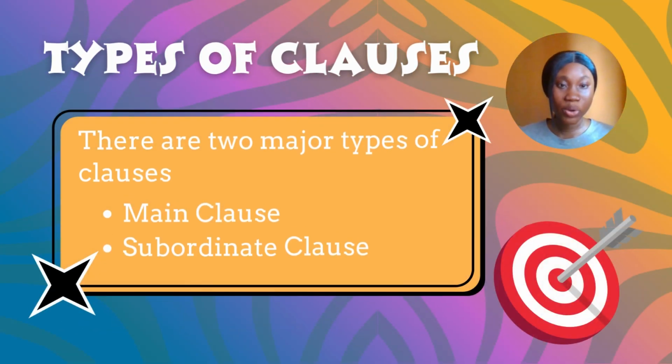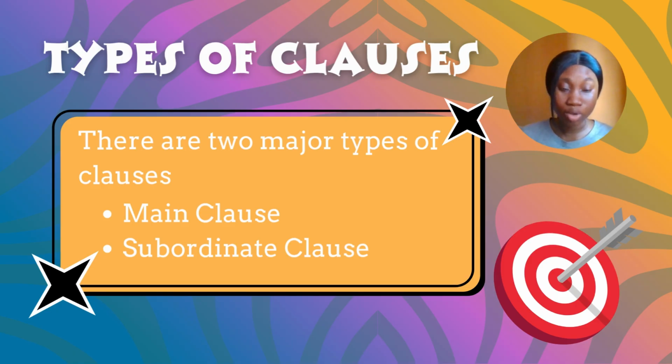Now, there are two major types of clauses. The first one is your main clause, or you can call it independent clause. Number one type of clause is main clause or independent clause. Number two type of clause is subordinate clause or dependent clause. Now, very shortly, we're going to find out the difference between these two.